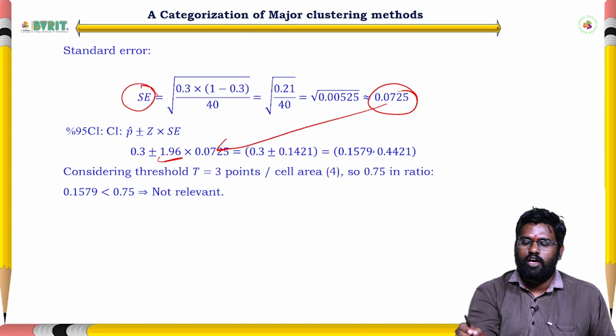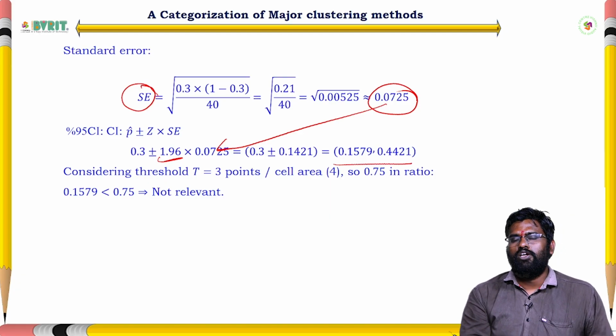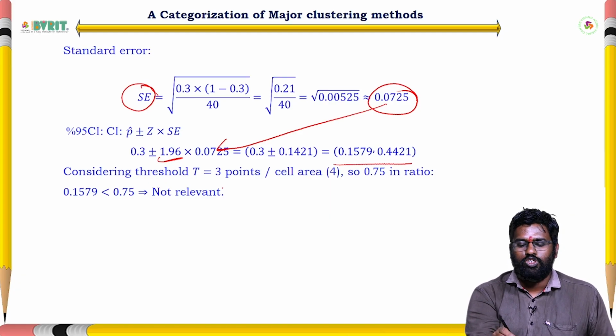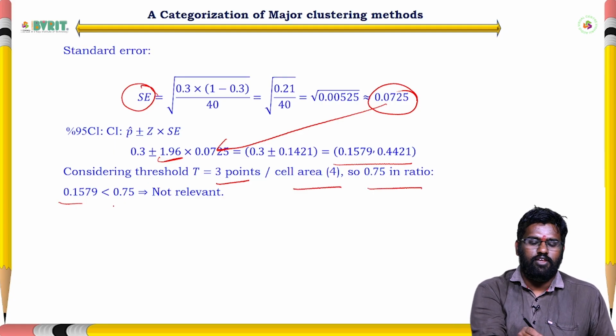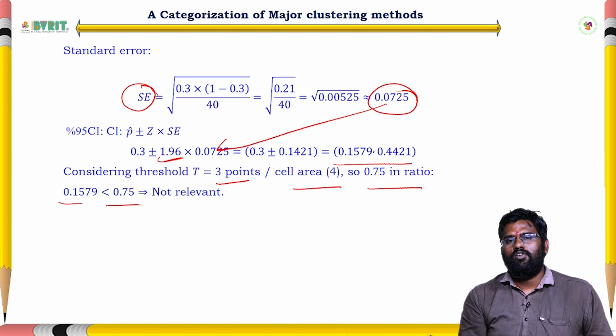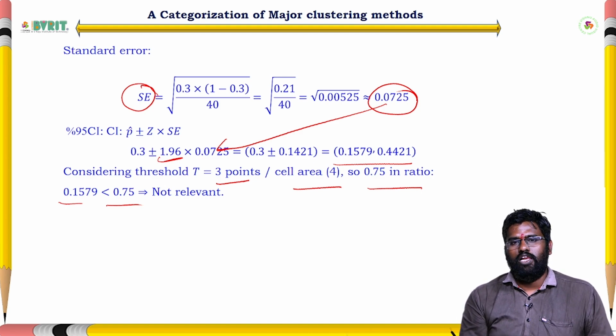0.0725 is from here. And finally we got our values 0.15 and 0.44. So now our threshold value contains 3 points and cell area 4, and our ratio value is 0.75. So 0.15 is less than 0.75. That means our value is not relevant to our existing values.